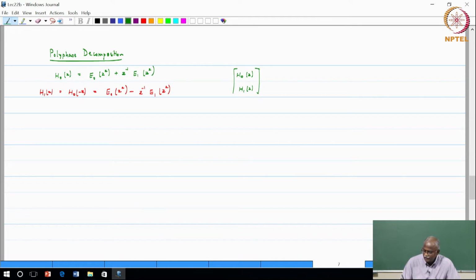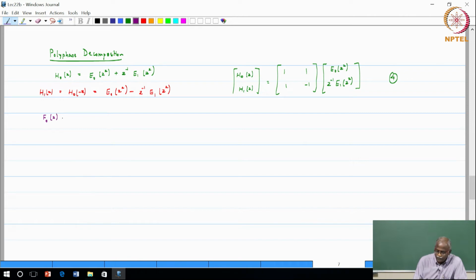Okay. Now, combining these two equations, we can write down the analysis filter bank, H naught of Z and H1 of Z, in the following way: 1, 1, 1, minus 1, and the polyphase components E naught of Z squared, Z inverse E1 of Z squared. Okay. So, that is equation 4 if you wish to write it down. Now, I want you to write down for me the synthesis filters. So, very quickly let us just pencil them down and then write it in matrix form.